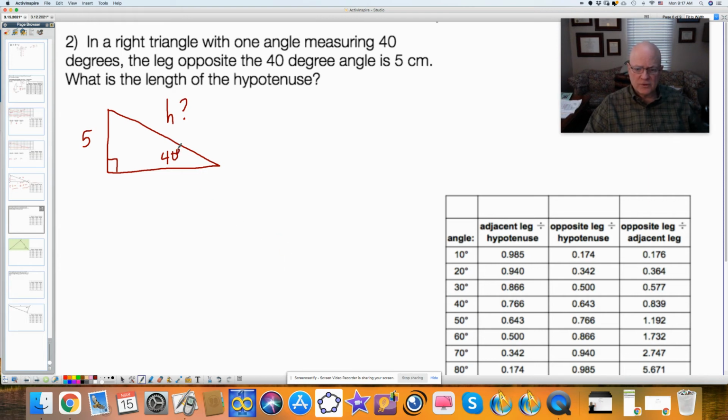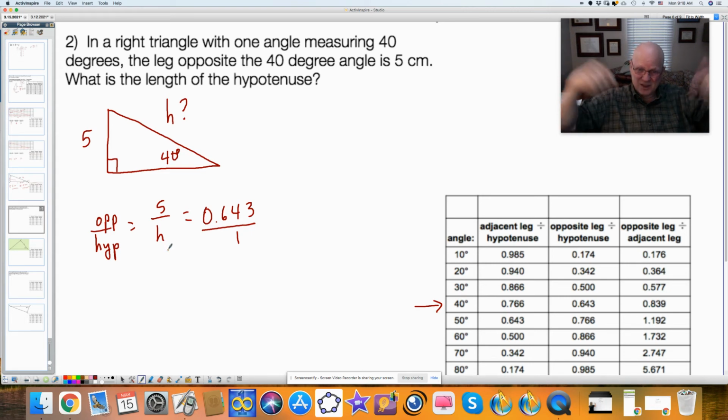So this is 40 degrees. I'm going to go down to my 40 degrees in my table, and I will say, from the 40 degrees, the opposite divided by the hypotenuse is equal to 5 divided by h. And that's equal to this ratio of opposite to hypotenuse, 0.643. Now I can put that over 1 if I want. I need to solve for h, but h is in the denominator. So I'm going to cross multiply, and I get 0.643 times h is equal to 5.